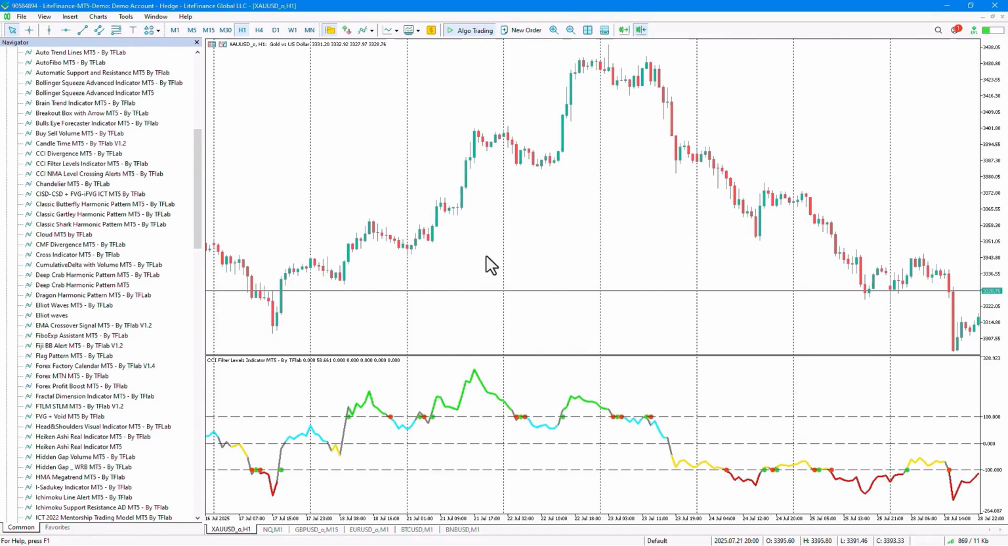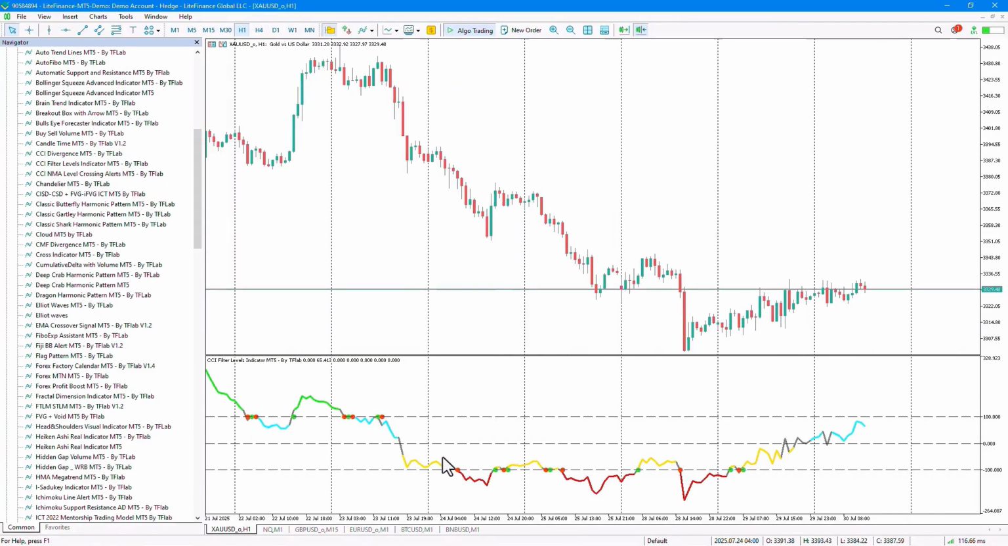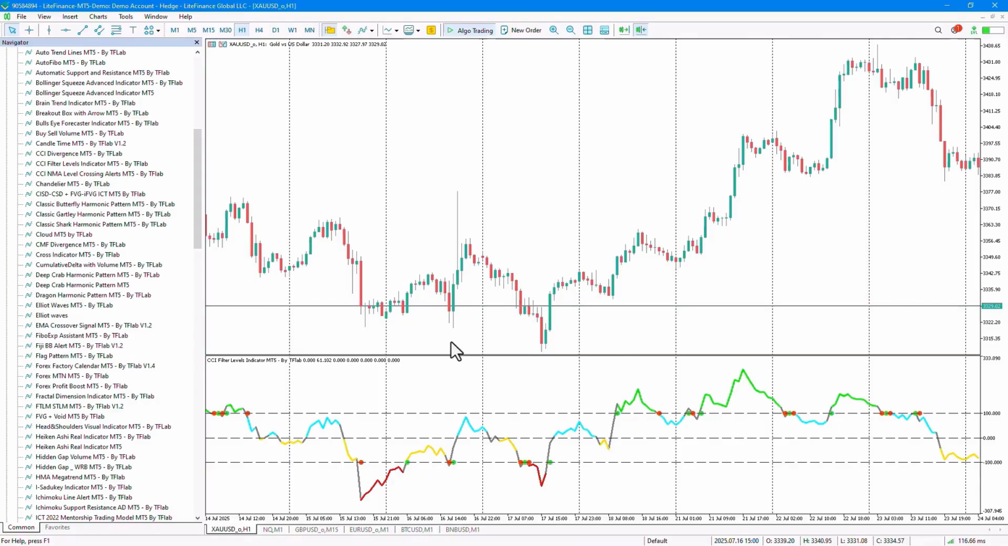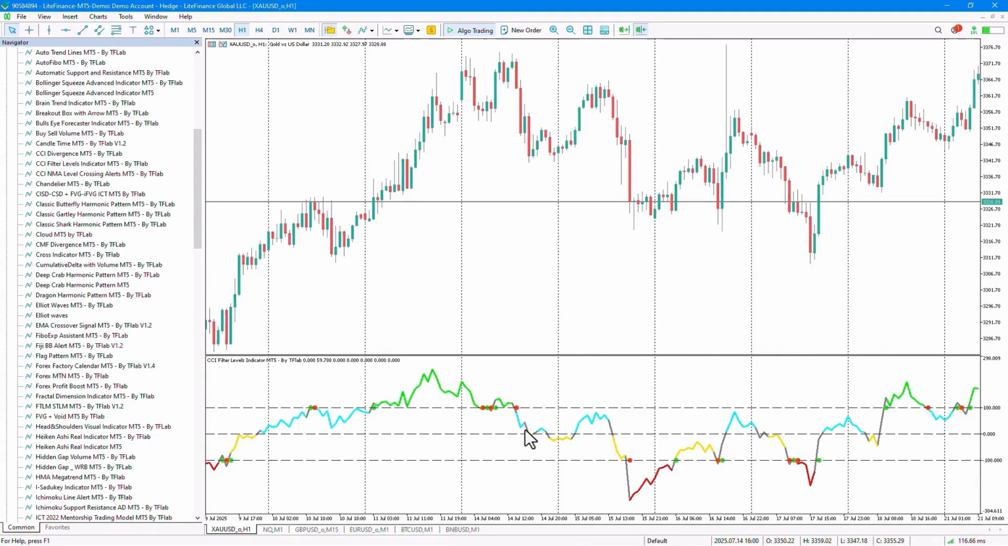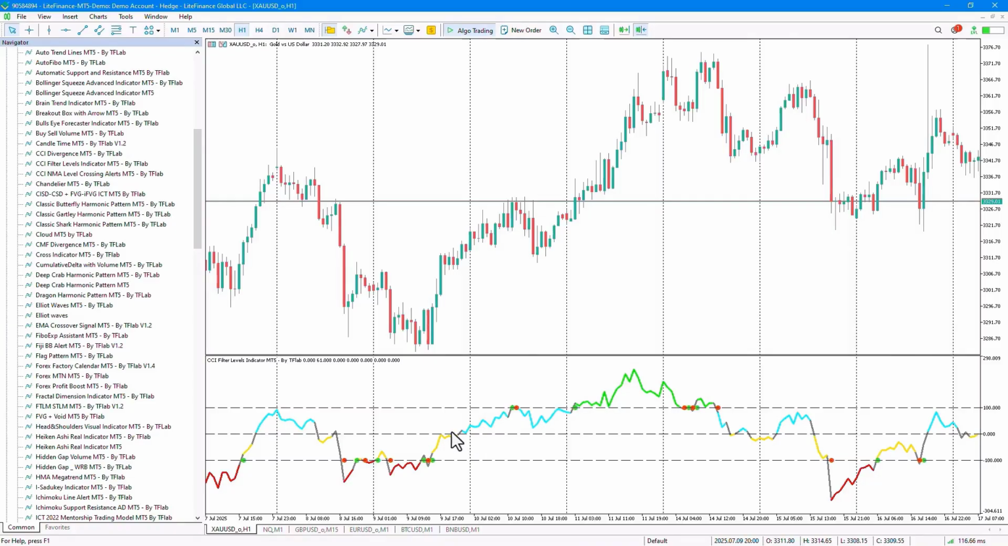When the CCI values are positive and go above the trigger level, they are displayed in green. When the CCI values are negative and fall below the negative trigger level, they are marked in red. And when the CCI values are between 0 and the positive trigger level, they are clearly shown in a vibrant aqua blue hue. Conversely, when the CCI values are negative and positioned between 0 and the negative trigger level, or even extending to minus 100, they are distinctly displayed in a bright yellow color.